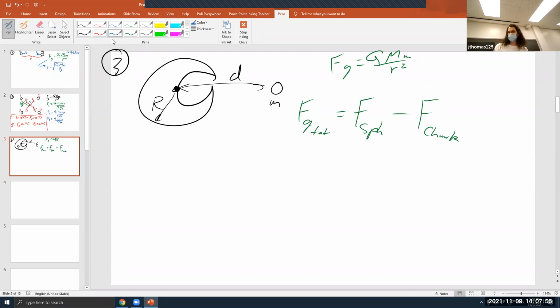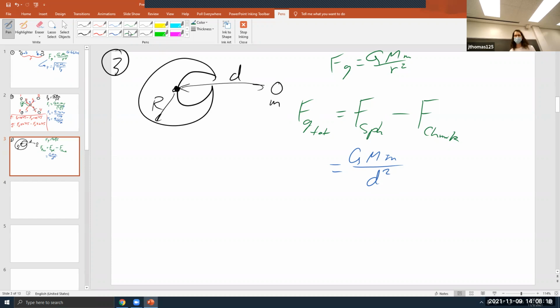The sphere calculation will be pretty straightforward because we're going to be given the mass of the sphere, the mass of the point mass, and we know that the distance, which is the center mass distance, is d. So this is just G, big M, little m over d squared. That would have been a simple calculation, but we had to subtract out the chunk. So how are we going to do that?